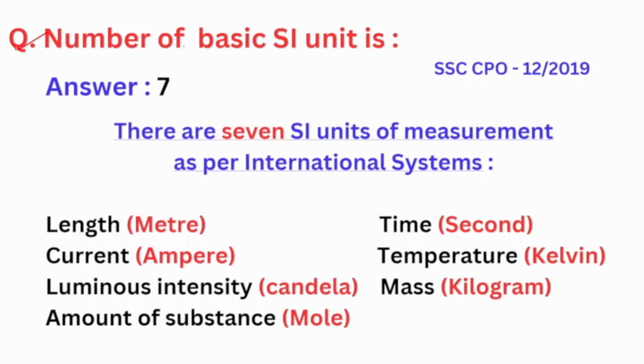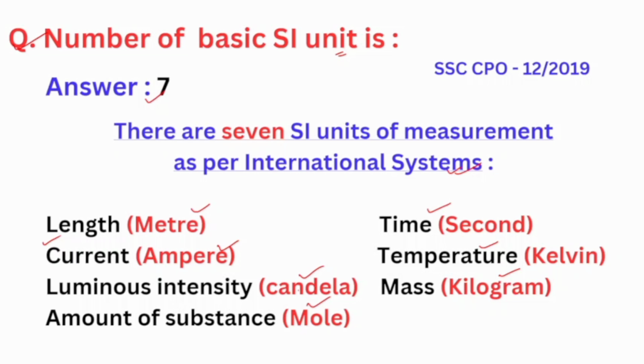First question, number of basic SI units is 7. There are 7 SI units of measurement as per international systems. Unit of measurement for length is meter. For time, it is second. For current, it is ampere. For temperature, it is Kelvin. For luminous intensity, it is candela. For mass, it is kilogram. And for amount of substance, it is mole.